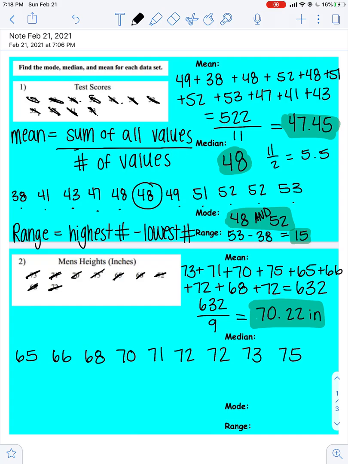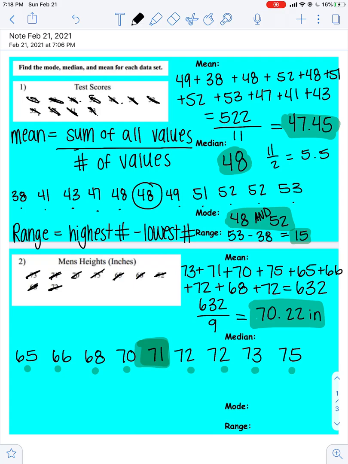And then 75. So now we're going to find the number that is right in the middle. So I'm going to say I've got 1, 2, 3, 4, and then 1, 2, 3, 4. So 71 right here is going to be my median. Okay, because it is right in the middle. I have an even number on both sides, and it is right in the middle.